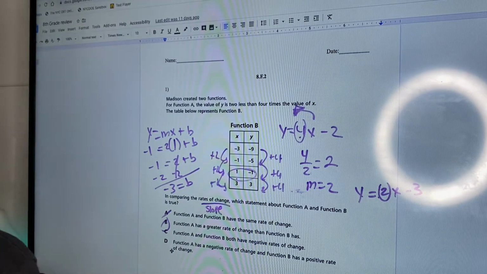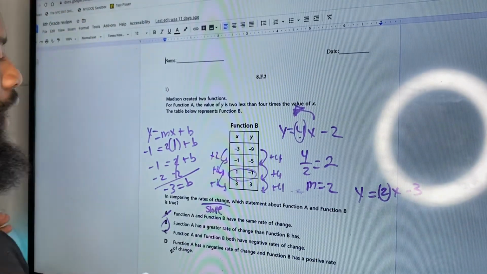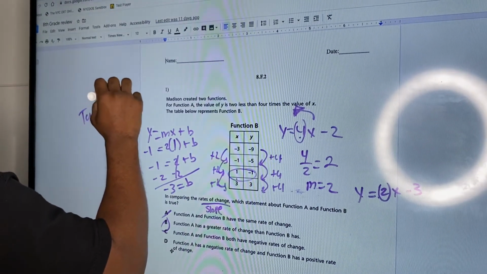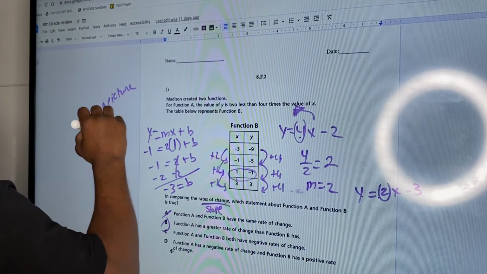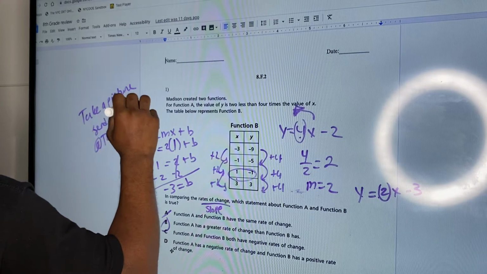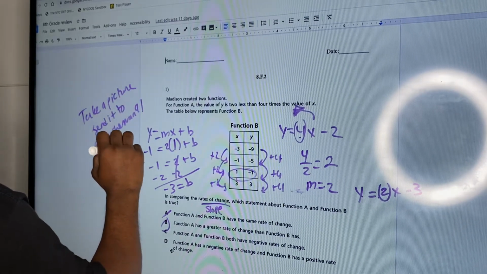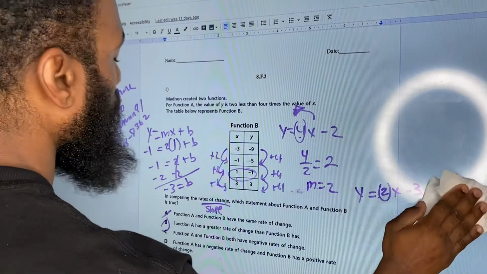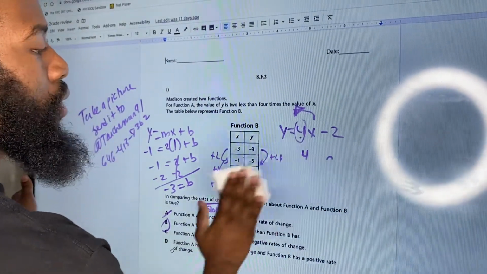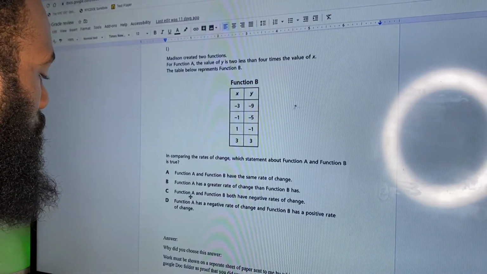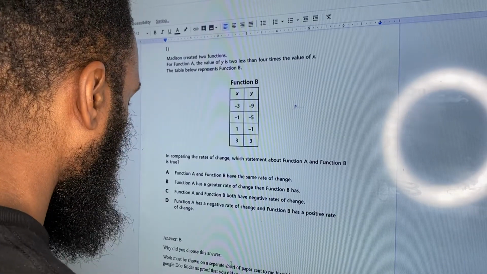So for your answer, you can either show your work, take a picture, and send it to Teacher Man 91 or 646-413-8362. Or, which would be a lot to do, you got your answer B, and you explain why you chose the answer.